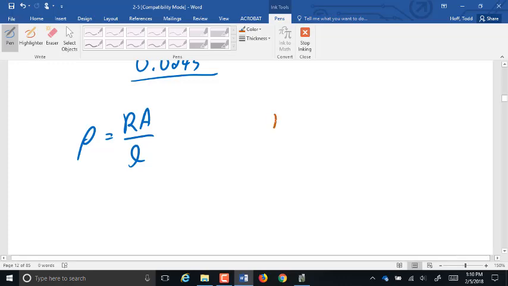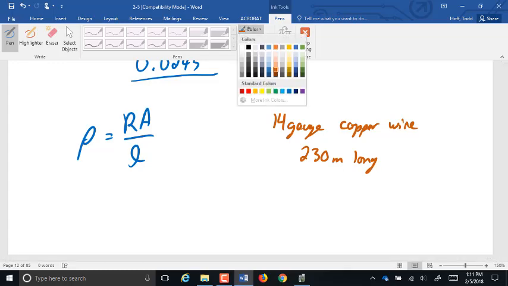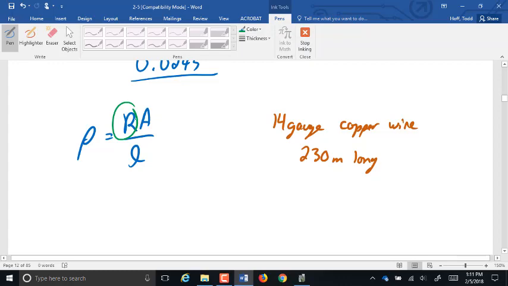So let's say we have a 14 gauge copper wire, and we're going to keep operating in meters here. Let's say it is going to be 230 meters long. So we need to rearrange this formula and solve it for the resistance. To do that, I'm going to multiply by L and divide by A. So that tells me the resistance is the resistivity times the length divided by the area.